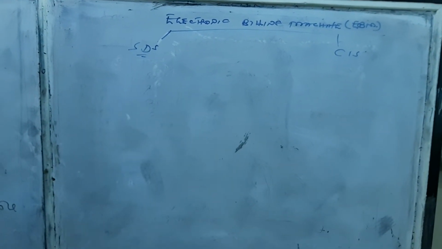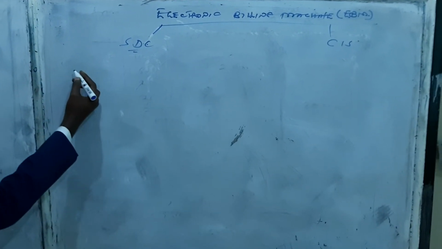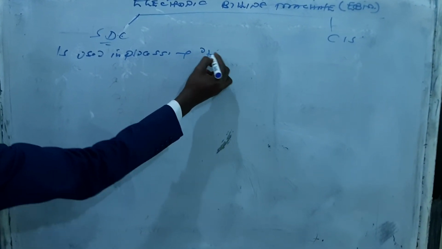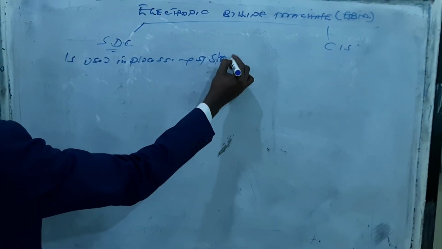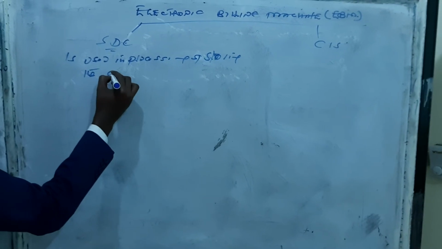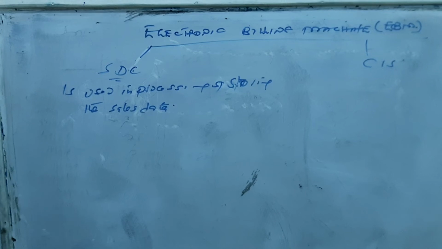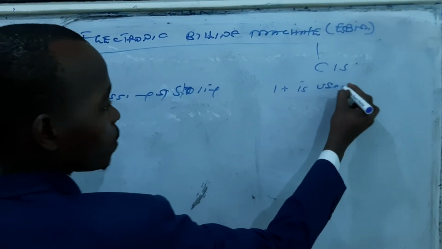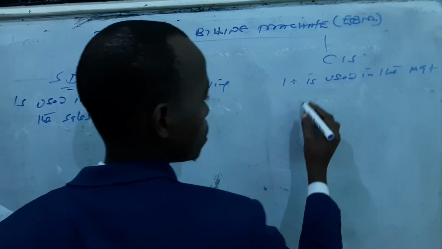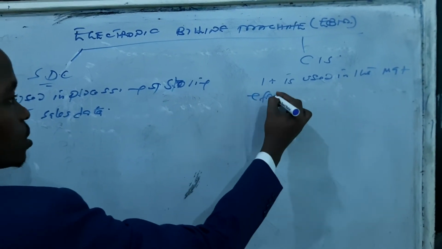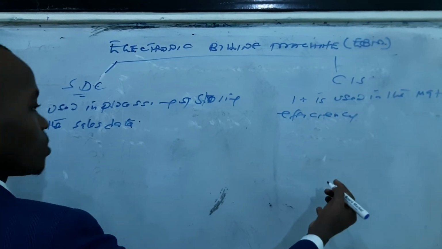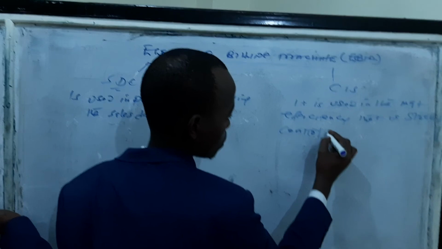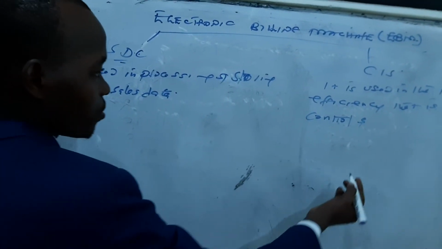The sales data controller is used in the processing and storing of the sales data, while the CIS is used in management efficiency, that is stock control and sales analysis.